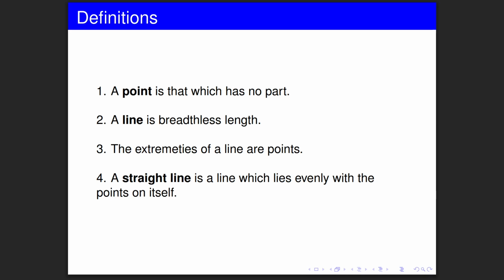Definition 1, a point is that which has no part. Definition 2, a line is breadthless length. Definition 3, the extremities of a line are points. And definition 4, a straight line is a line which lies evenly with the points on itself. Before we talk about what these definitions mean, let's take a look at how to use the GeoGebra software.